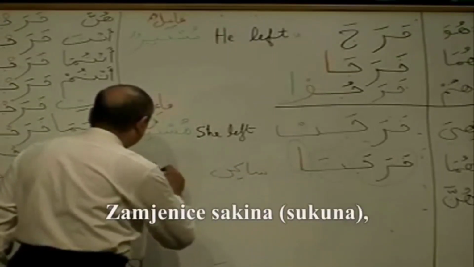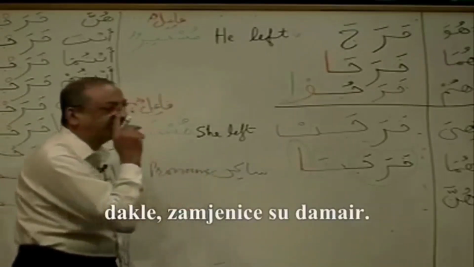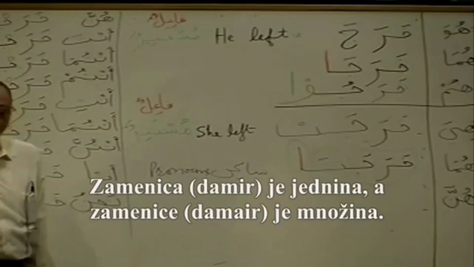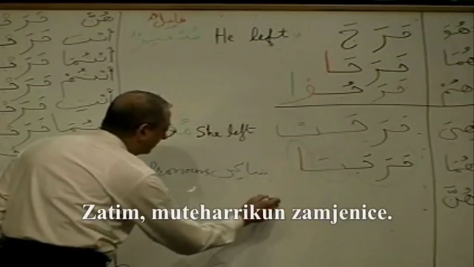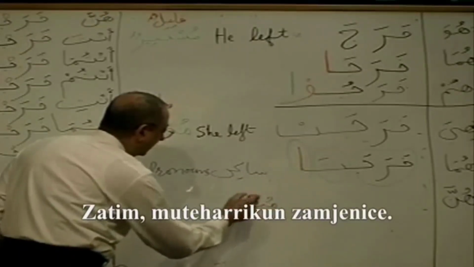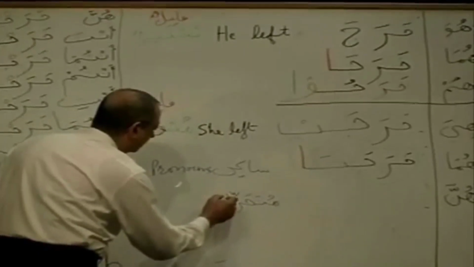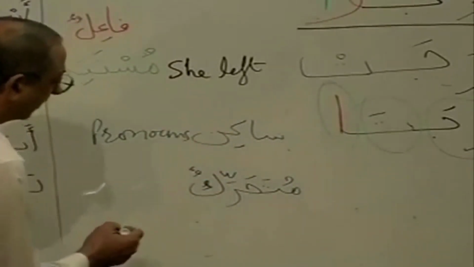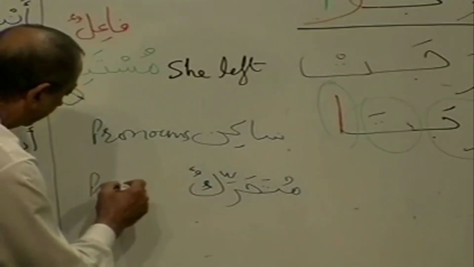Sakin pronouns. Now, pronoun is damir. Damir is singular and damair is plural. Sakin damair, you can say, and then mutaharrik. Mutaharrikun, you can say. Mutaharrikun pronouns.